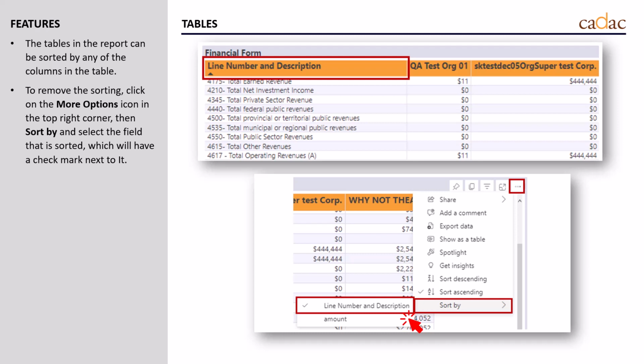Another way to sort this table data is to click on the More Options icon, which is a button that has 3 dots in it found in the top right corner when you are hovering over a table.